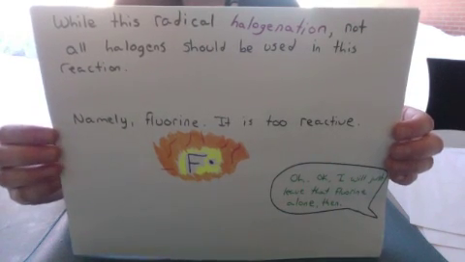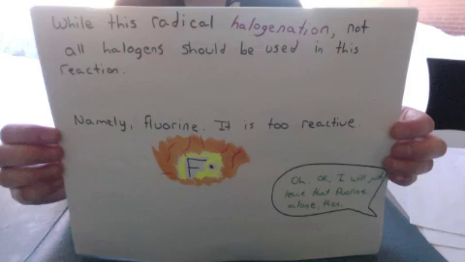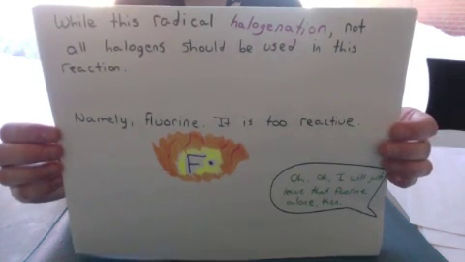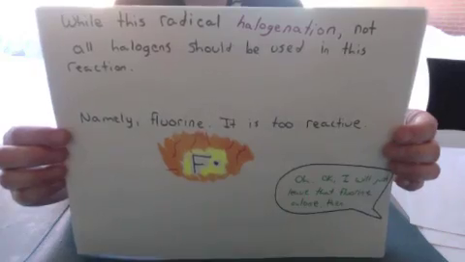This reaction is called radical halogenation, but not all of the halogens are ripe for this reaction, namely fluorine. It is way too reactive.